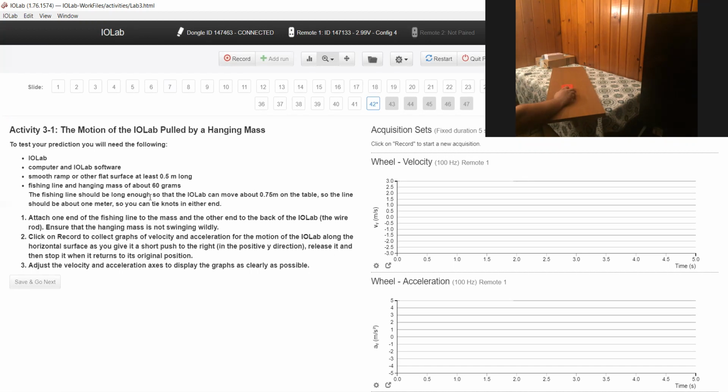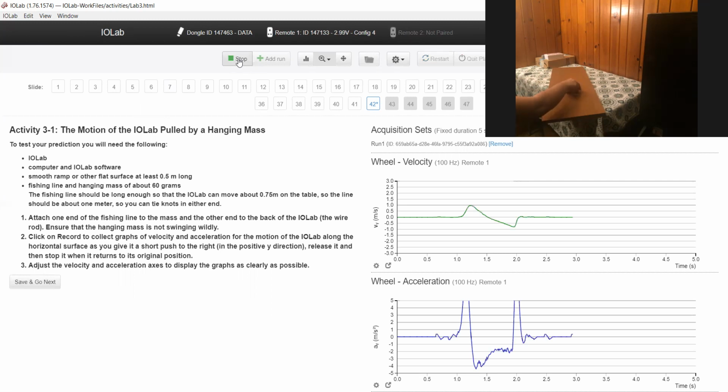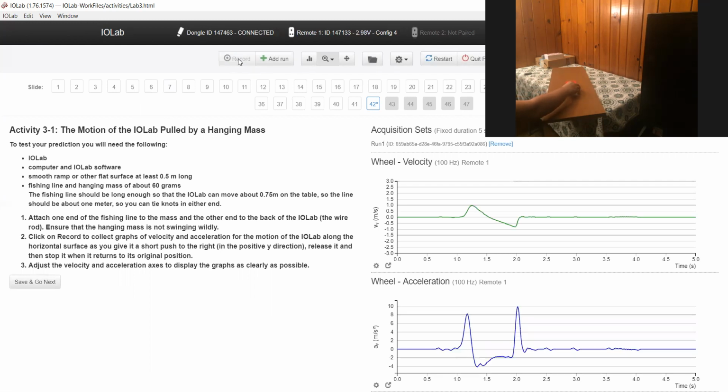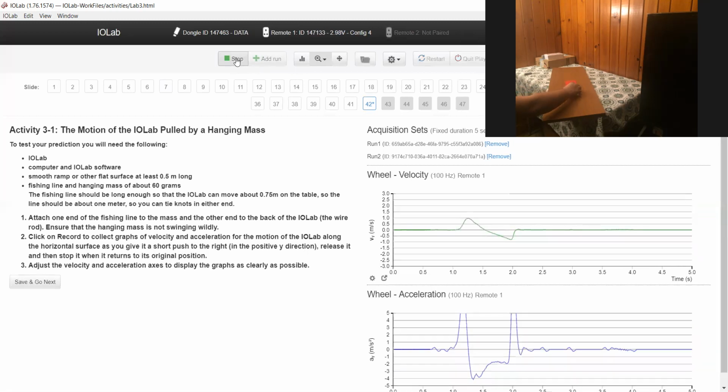So it is the same thing we did last time. We are just using the hanging mass for now, so let's start from here. We can click on record. Let me give a quick push, and I'll stop it when it comes back. If you are not satisfied, you may do it again. You may also use the IOLab to weigh the mass: 60 gram is around 0.6 Newton, and you can weigh it with the force sensor. Add run. Let me record it and push it.